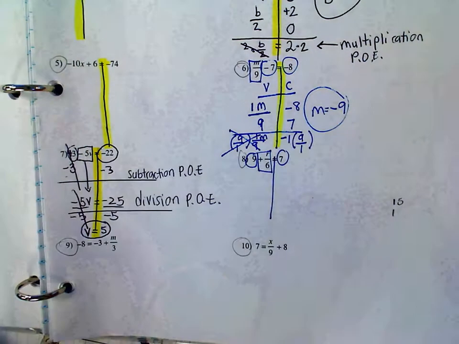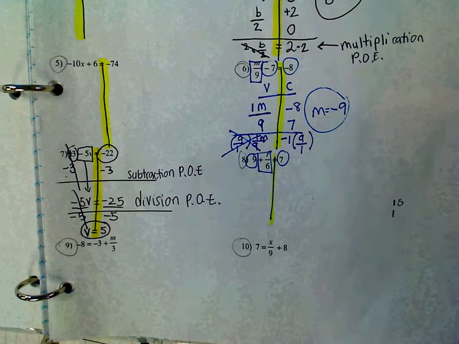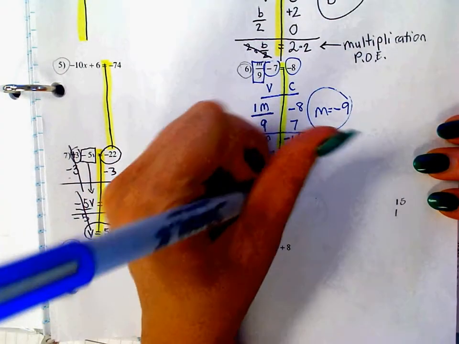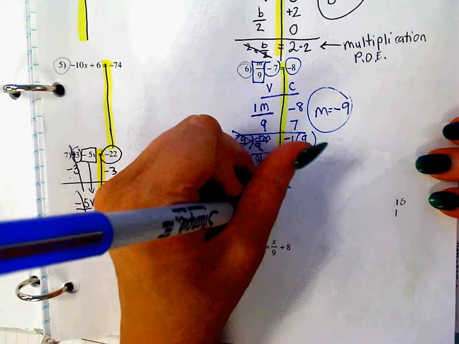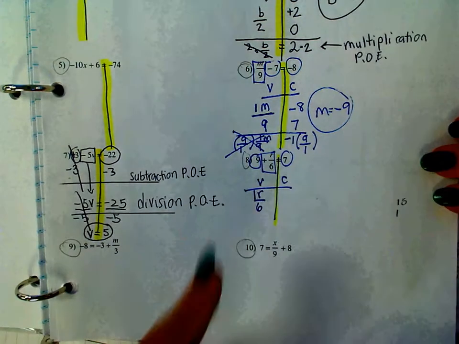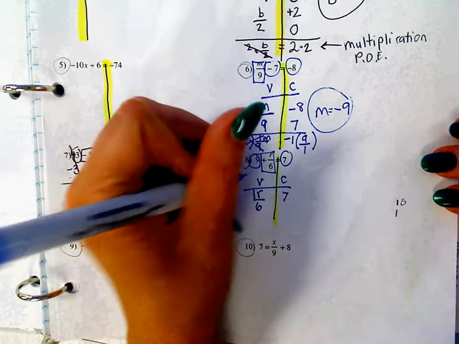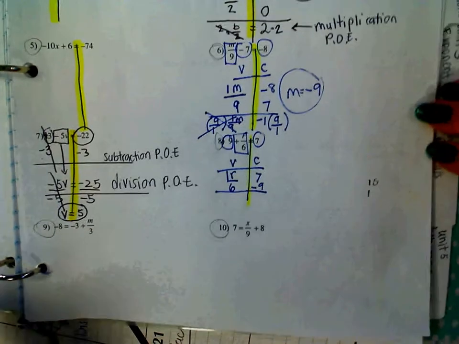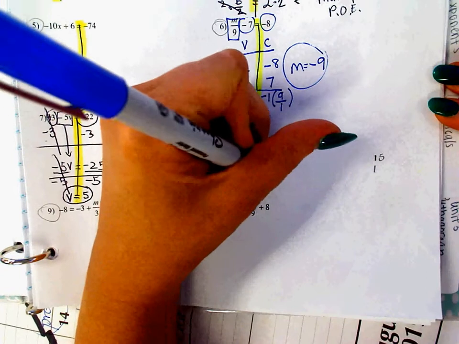Okay, number 8. Draw your line, highlight, and box and circle. Variables here, constants here. Remember to draw a 1, because that's 1/6. Your constant is 7 and -9. When you combine these, you get 7 plus -9 is -2.